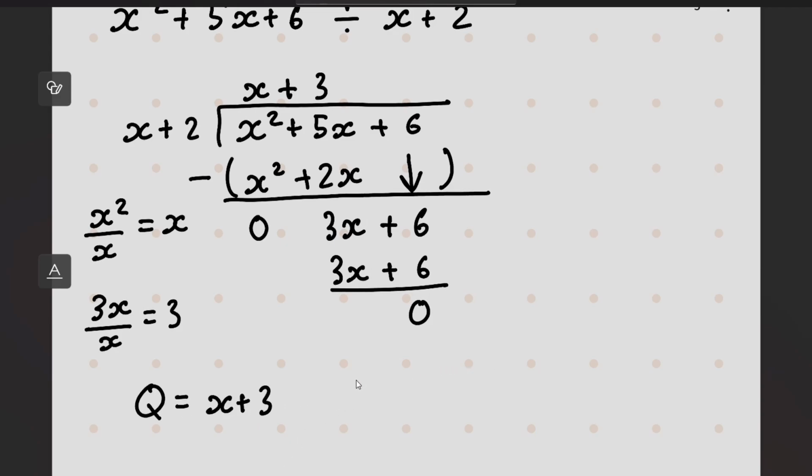Before we continue with another example, I want you to understand the terminology for this sort of division.